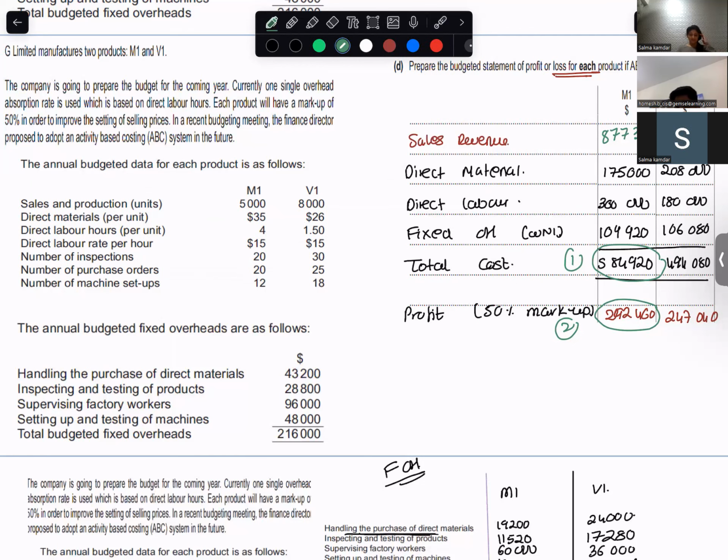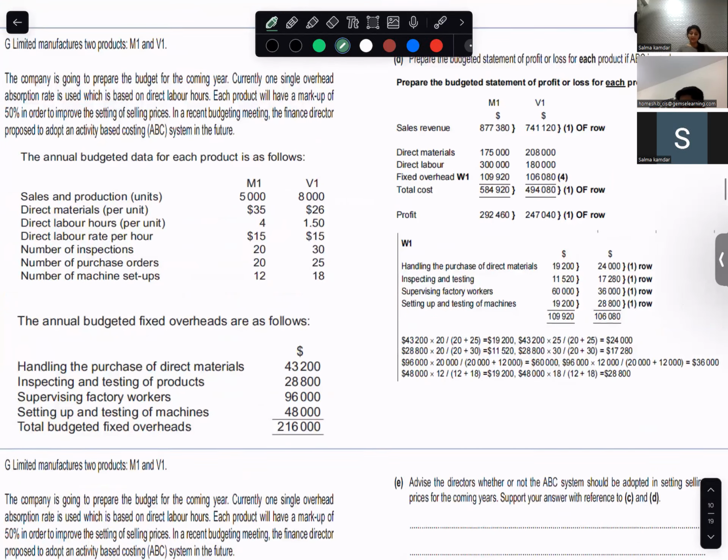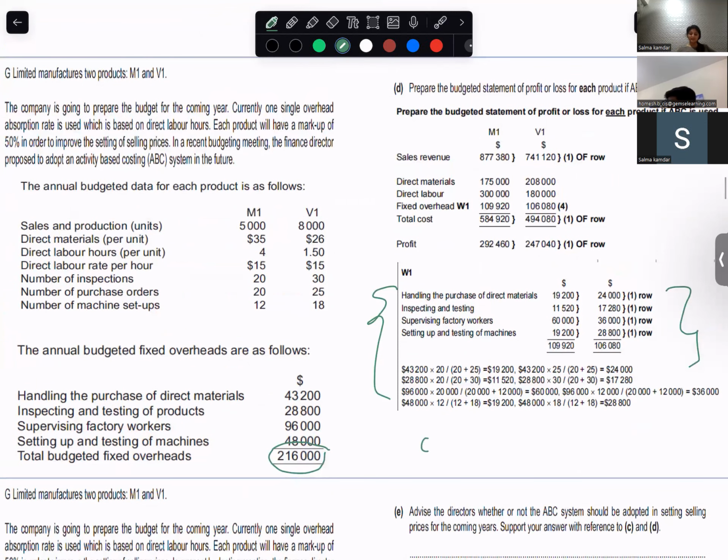So the only thing that was different over here is that we calculated the overheads differently. Instead of taking the overheads of 216,000 with a single overhead rate of 6.75 into 5,000, we took separate overheads as per the activity level.